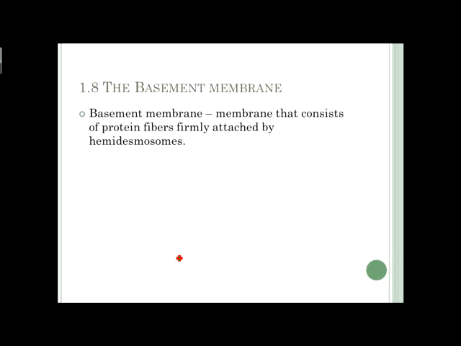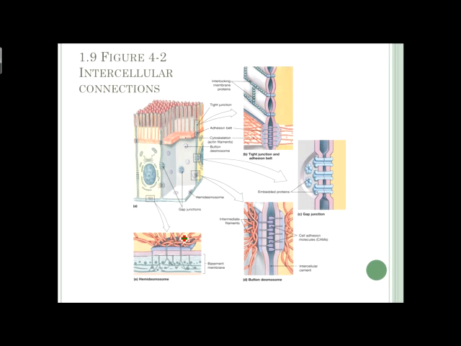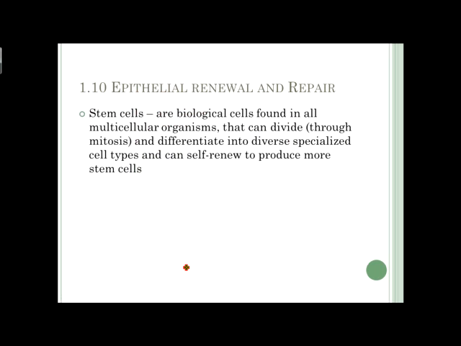1.8, the basement membrane. The basement membrane consists of protein fibers firmly attached to hemidesmosomes, and a hemidesmosome is kind of a half. It's the one that we looked at previously that had the J-bolts in it, and I've got another picture of this coming up. And this down here is a hemidesmosome, so this thing is anchored pretty good. It's got cellular adhesion molecules in here that are hooking onto this intermediate filament and anchoring into the basement membrane. So a hemidesmosome is a pretty strong anchor as far as an intercellular connection goes.